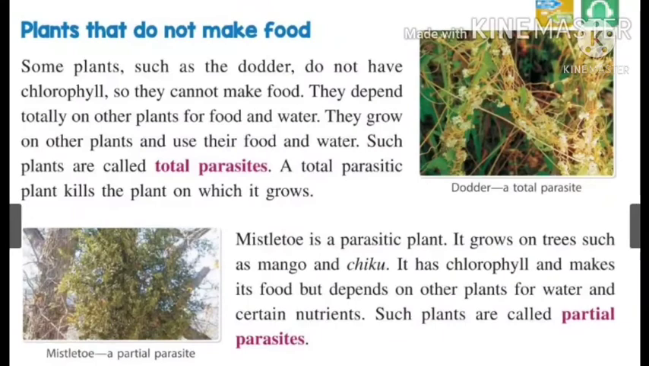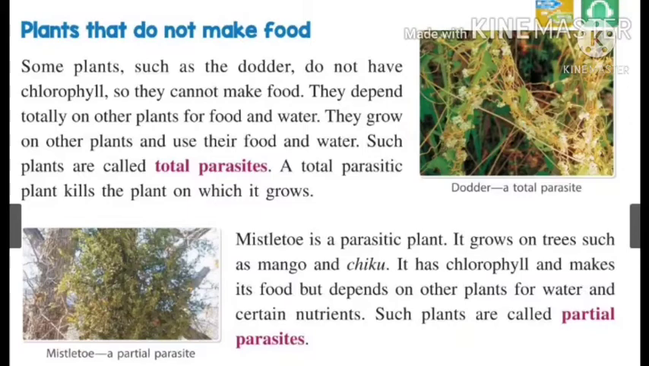Plants that do not make food. Some plants, such as the dodder, do not have chlorophyll, so they cannot make food. They depend totally on other plants for food and water. They grow on other plants and use their food and water. Such plants are called total parasites. A total parasitic plant kills the plant on which it grows.